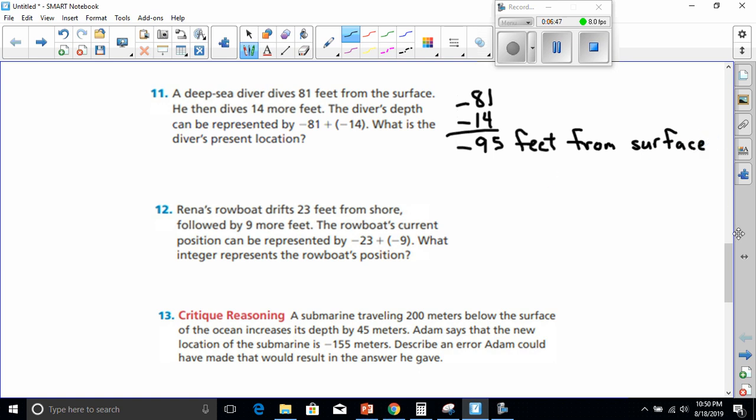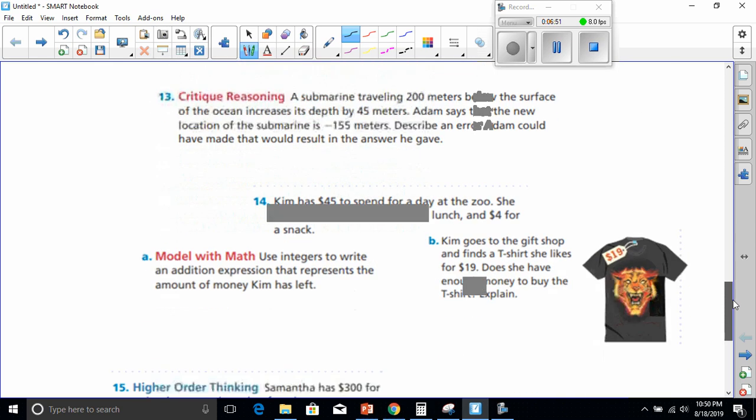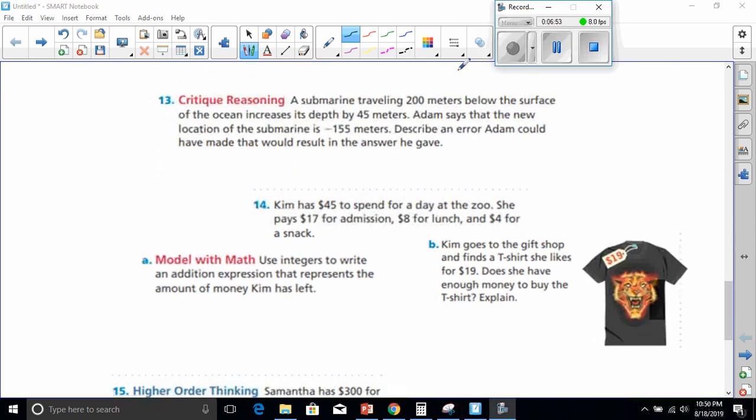All right, let's go ahead and go to number 13. Number 13 says critique reasoning. A submarine traveling 200 meters below the surface of the ocean increases its depth by 45 meters. Adam says that the new location of the submarine is -155 meters. Describe an error Adam could have made that would have resulted in this answer he gave.